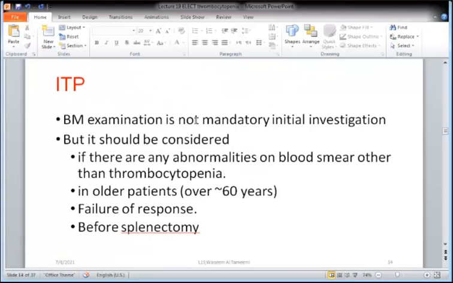So bone marrow examination is not a mandatory initial investigation. It should be considered in these conditions. If there is any abnormality on the blood smear مثل ما اتفقنا، thrombocytopenia زائد اكو abnormal مثلا بلاست سيل، thrombocytopenia واكو عندي leukoerythroblastic picture، فلازم اسوي بون مارو لان هذا مو اي تي بي.